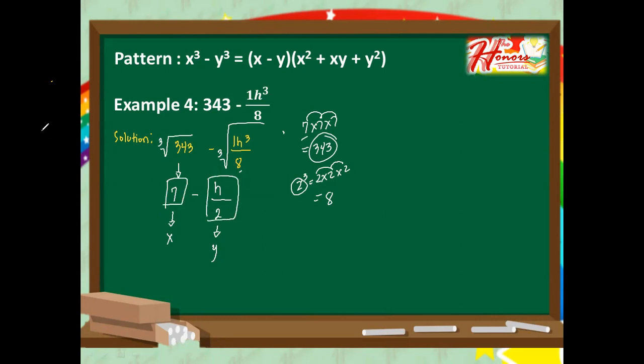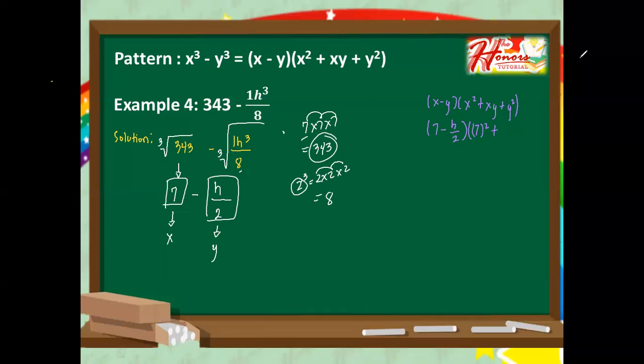Now, let's substitute. Let's write the formula here at the right side of the equation. So we have here the quantity of x minus y times the quantity of x squared plus xy plus y squared. Okay, then substitute. What is x? That's 7. What is y? That's h over 2, so 7 minus h over 2, times x again, that's 7 raised to 2 plus x, 7 again, times y.